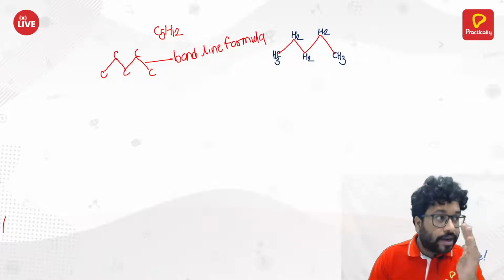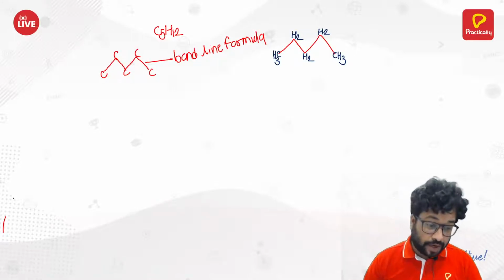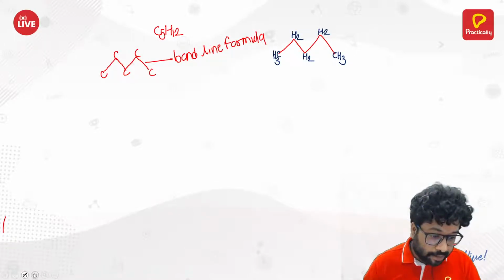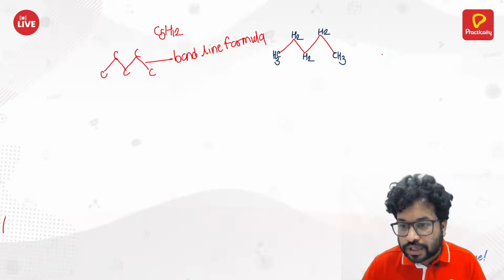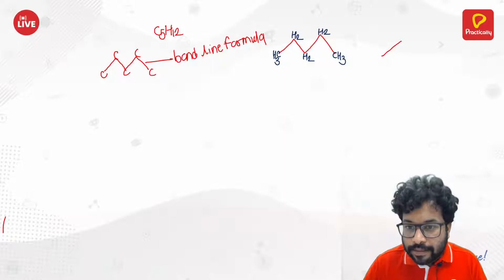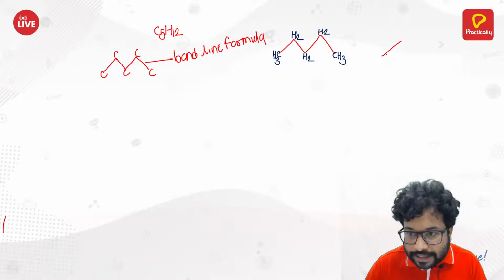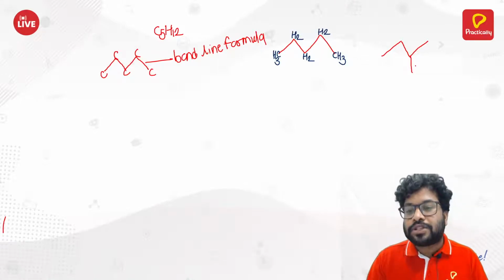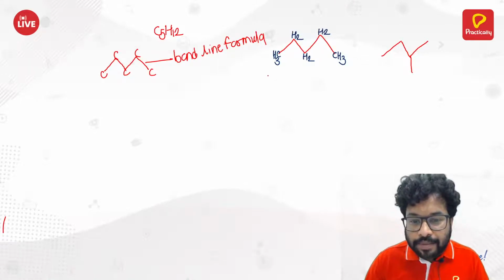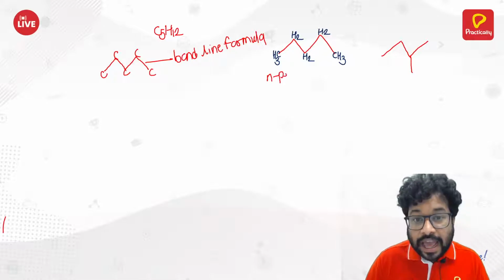So that is the one possibility. Now, what about a second possibility? See, the second possibility is this. Just remove this part and attach it here. See, this is the second possibility. How do you name this compound? You would name the first compound as N-pentane.